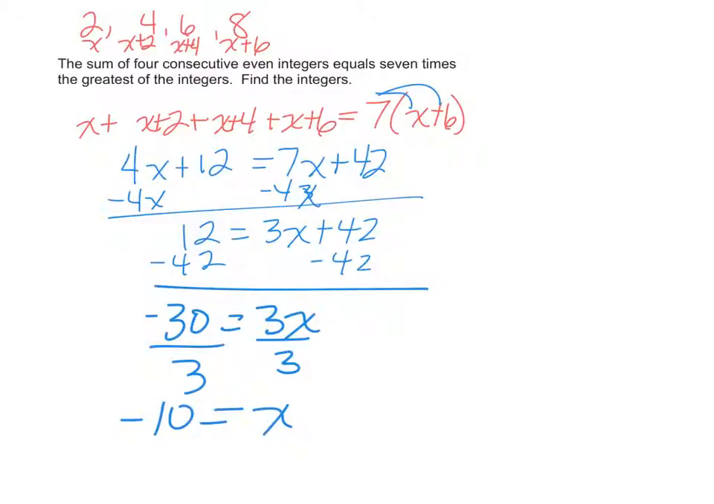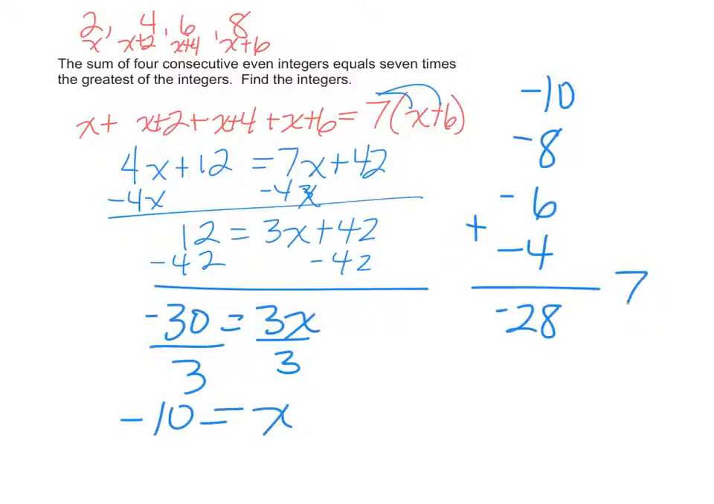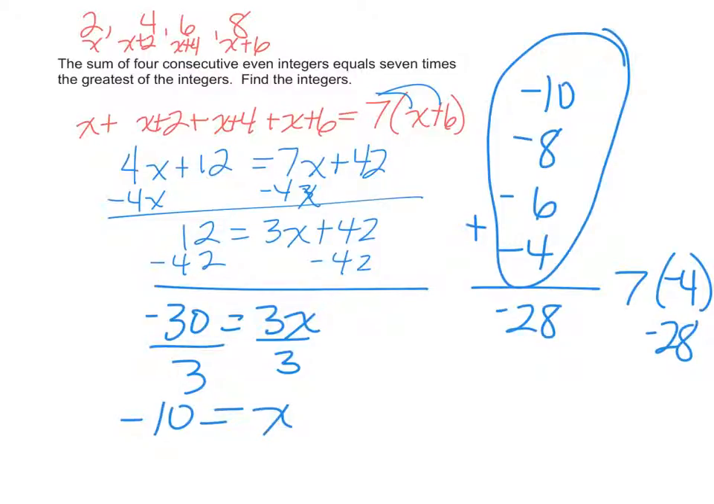If negative 10 is my first, and I add 2 to that, I get negative 8, and I add 2 to that, and I add 2 to that. And when I add them up, my sum is negative 28. And wouldn't you know, 7 times negative 4 is also negative 28. So my answer, the 4 consecutive integers, are negative 10, negative 8, negative 6, and negative 4.